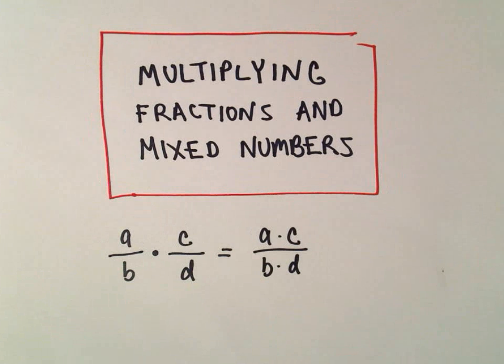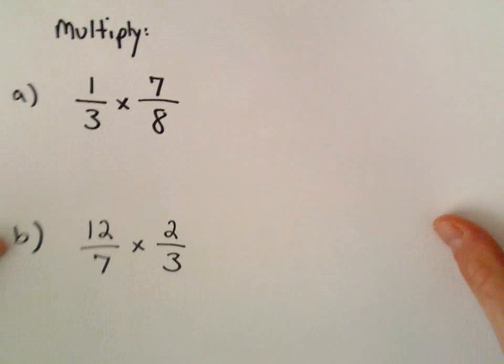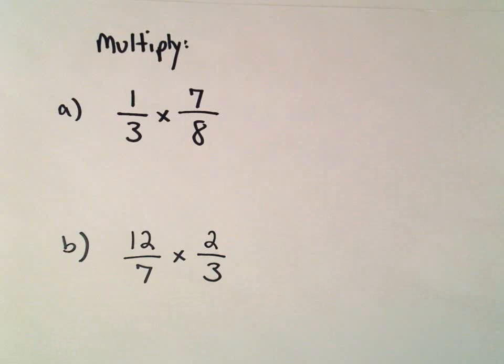Okay. Of course, you can cancel out common factors and do some things to make it a little bit faster, but that's the basic idea. So we'll do a few different examples here.